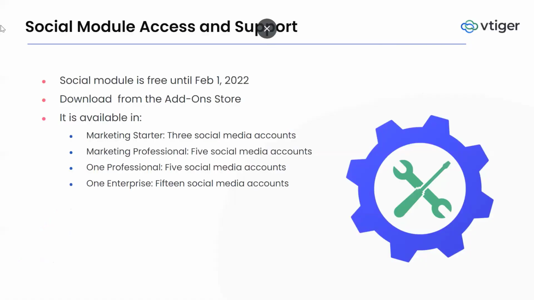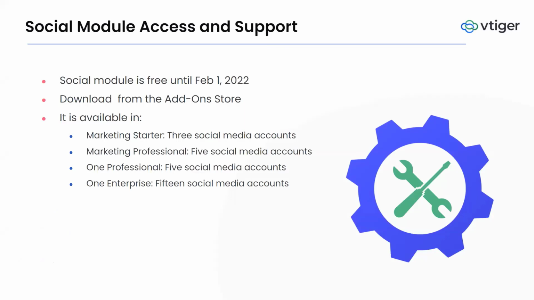So how do you get access to the social module in the CRM? Well, to start off with, the social module is free until February 1st, 2022. And you can download this from the add-on store, which you can access by going into the menu, and then you should see the add-ons button in the bottom left-hand corner.